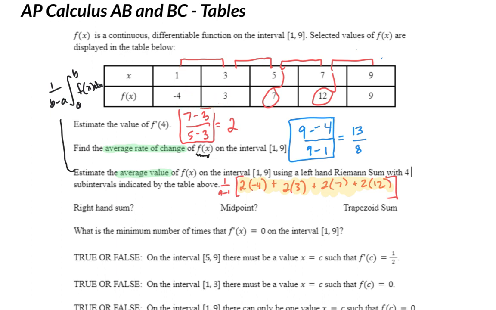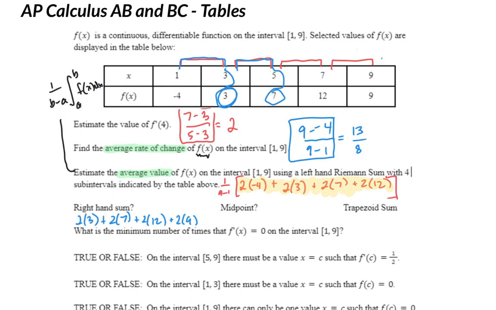the base, let me get rid of all of this stuff, the base will still be the same in that the first rectangle will go from 1 to 3, but now the right-hand y value sets the height. So that would be 2 times 3. And then we would go from 3 to 5 and 5 to 7 with the right-hand sum. I'm just going to fill in the rest of these. And again, you could put that 1/8 out front, that 1 over b minus a, but the Riemann sum is what I've written in blue.